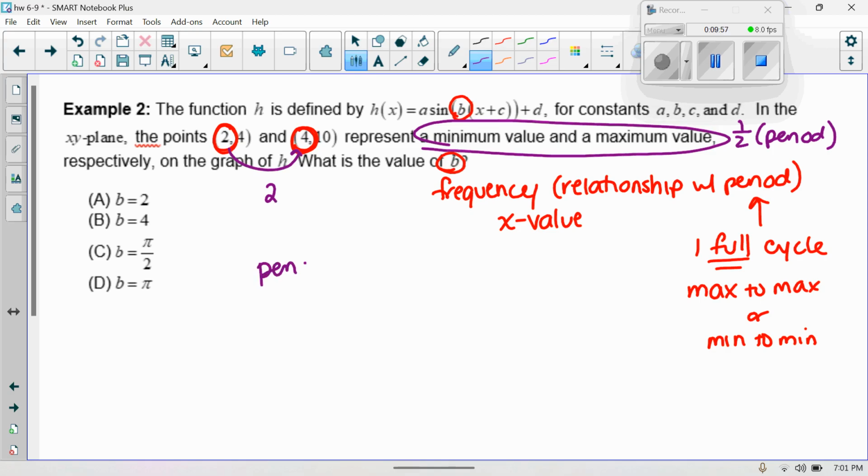So that means my period is 4. Frequency, or B, is equal to 2 pi over the period. So 2 pi over 4 gives me pi over 2.